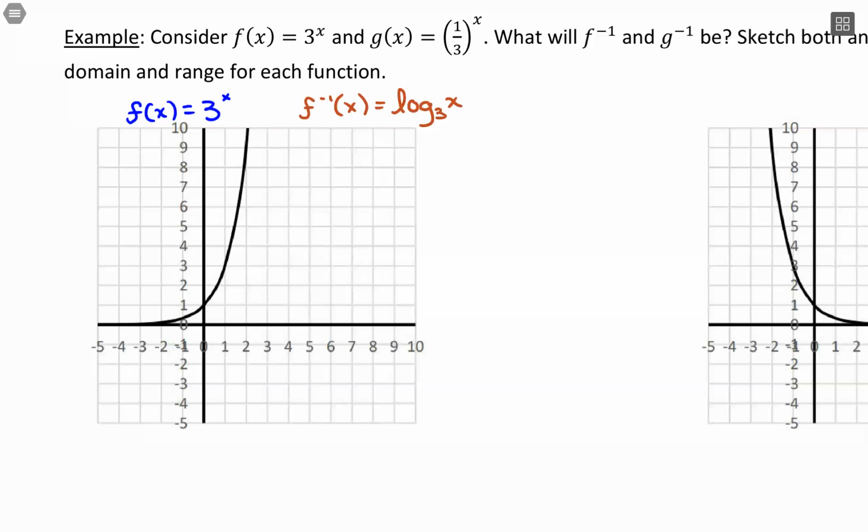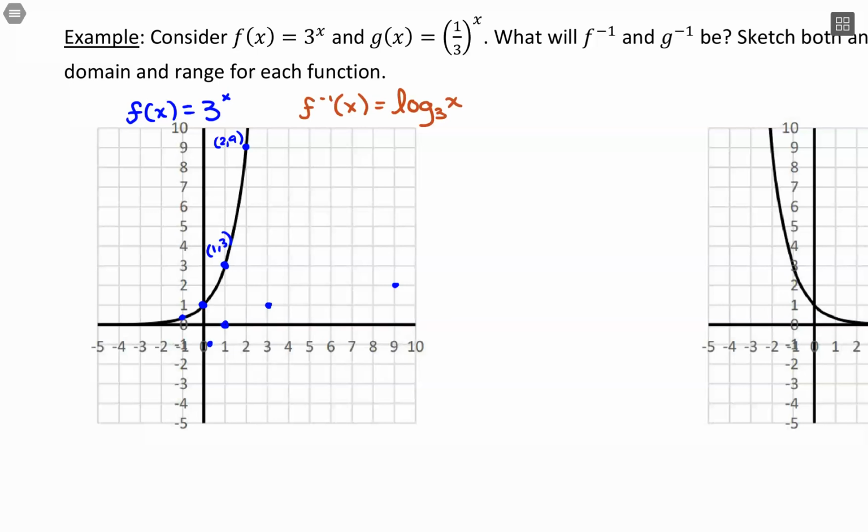So what we can do is focus on a few points here. So that's (0, 1), (1, 3), and then if it helps, like (-1, 1/3) would be there as well. So kind of tracking those 3 points, and there are even more, like at 2 we have 9. And what we're going to do is flip those coordinates. So where I have (2, 9), now I'll have (9, 2). And where I have (1, 3), now I'll have (3, 1). (0, 1) becomes (1, 0), and then (-1, 1/3), now I'd be at (1/3, -1).